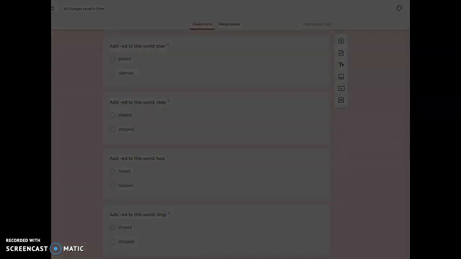So again, don't forget to read pages 7 through 10 and really be able to retell what you're reading, and then focus on your word work assignment.